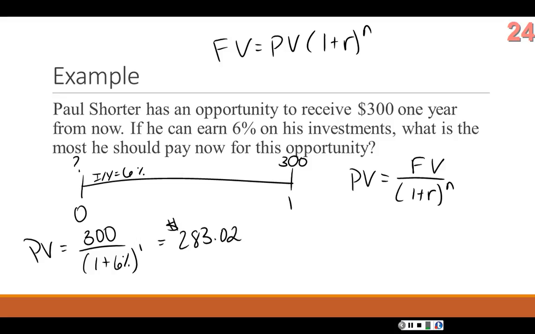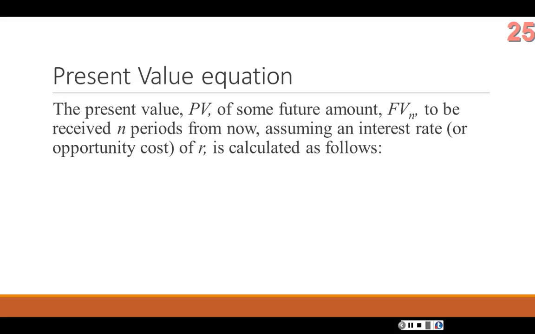So to have $300 in 1 year, he would be willing to pay up to $283.02. This means that $283.02 is equal to $300 in 1 year. So here's our general equation. The present value is equal to the future value divided by 1 plus the stated rate raised to the nth power.